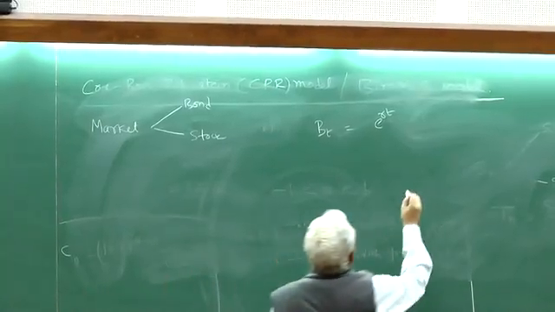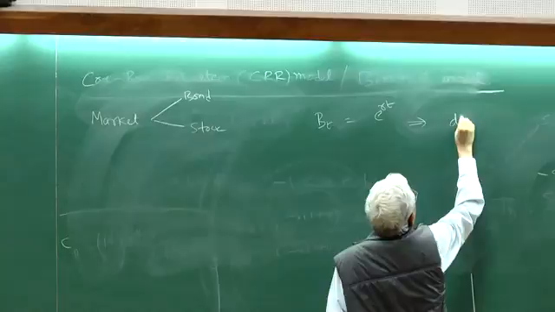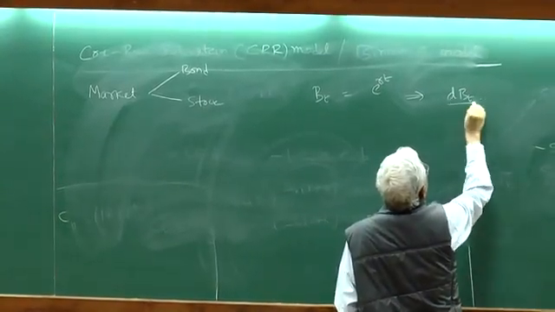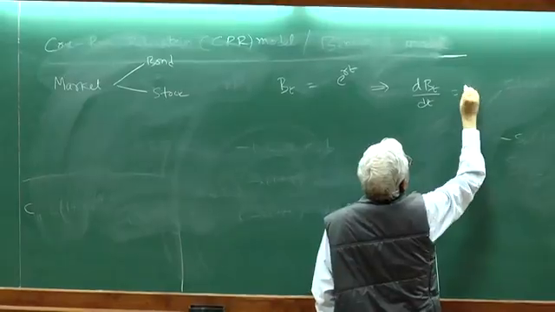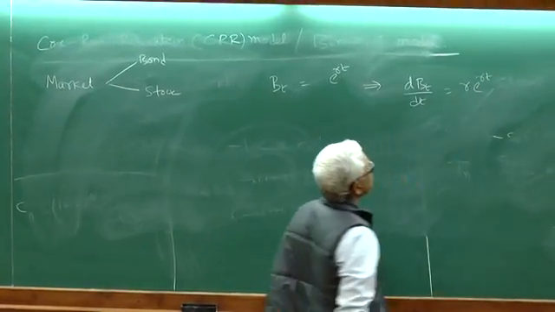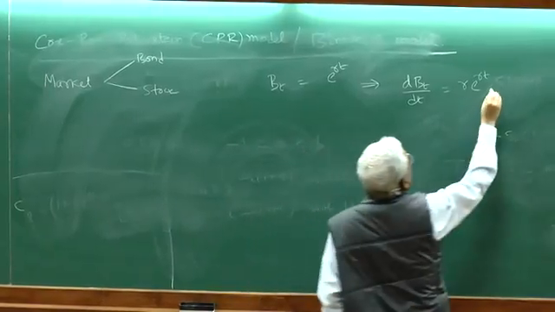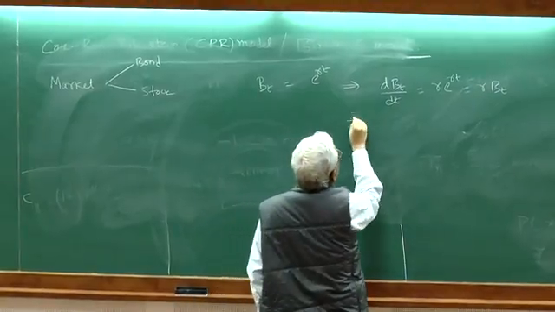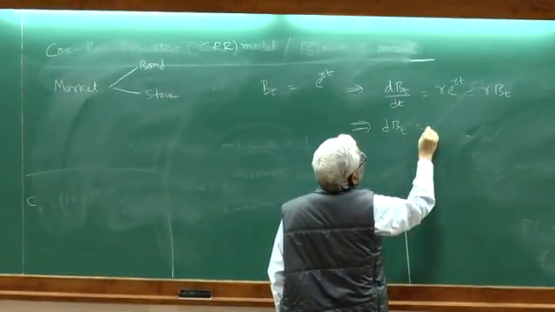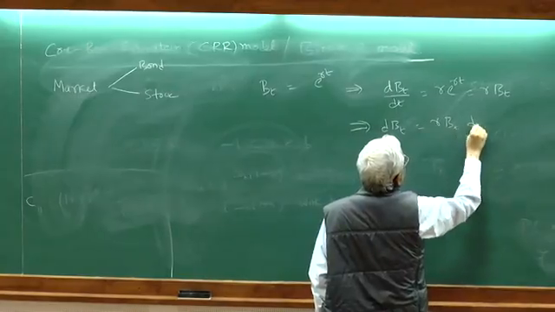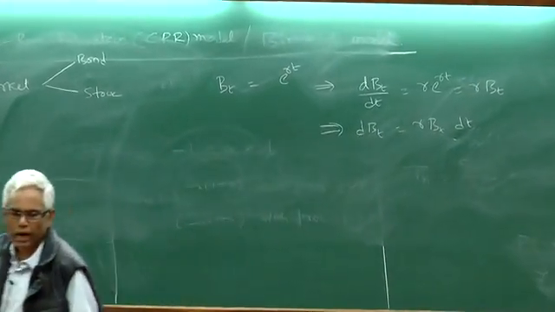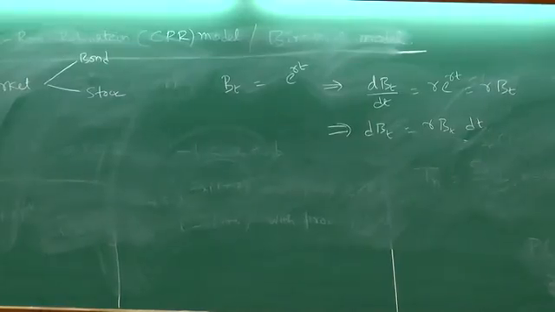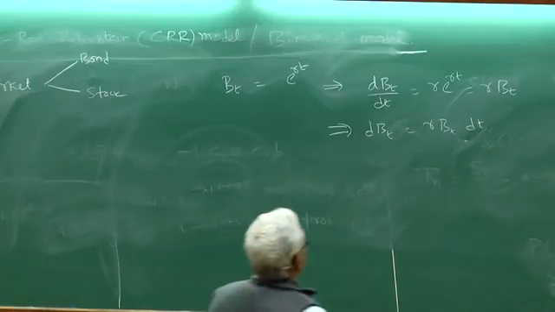So symbolically I can write dB_t/dt. No, this is not symbolic. This is r e to the power rt, which is r B_t. So symbolically I can write dB_t equals r B_t dt. What does r indicate? r is the risk-free interest rate. It's often called the return. Interest rate or return. r for return, interest rate.